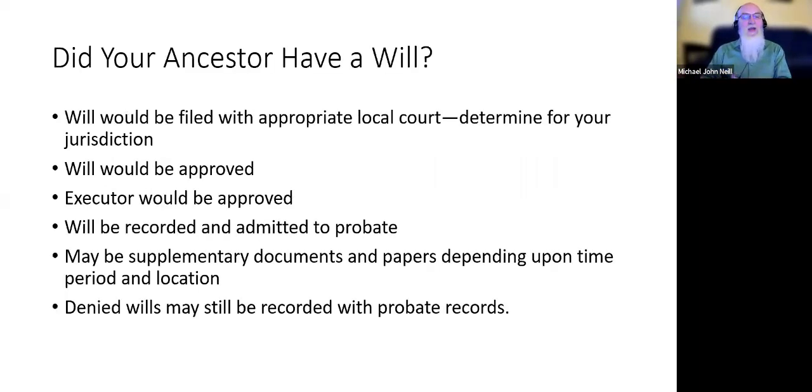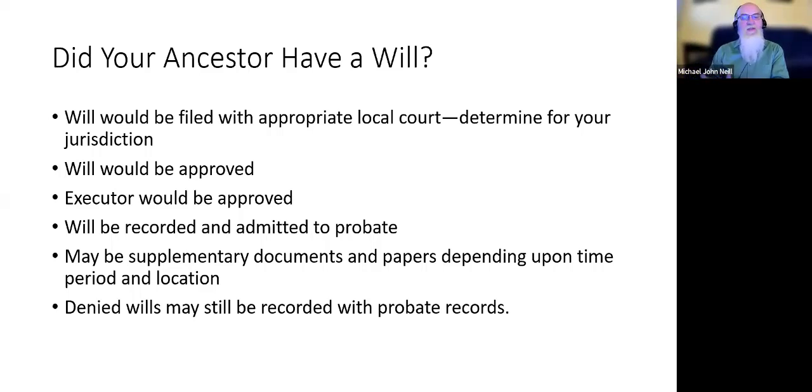If your ancestor had a will, this is a really broad summary of what happens in that process. The will would be filed with the appropriate local court, which you're going to want to determine for your area, and we'll talk about that in the last slide, where to find some of these records. The judge would approve the will. The executor or executors, the individuals appointed in the will with distributing the property, would be approved. They may have to post some paperwork. The will would be recorded.